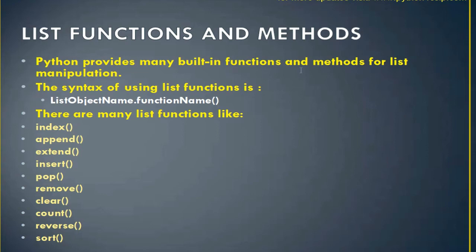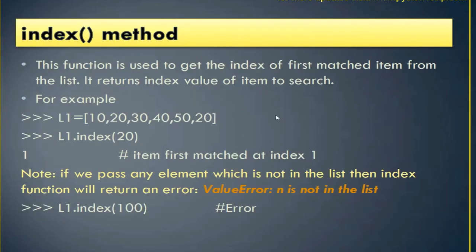Python provides many built-in functions and methods for list manipulation. The syntax of using a list function is list object name dot function name. There are many list functions like index, append, extend, insert, pop, remove, clear, count, reverse, and sort. Now see, first we'll see the index method.